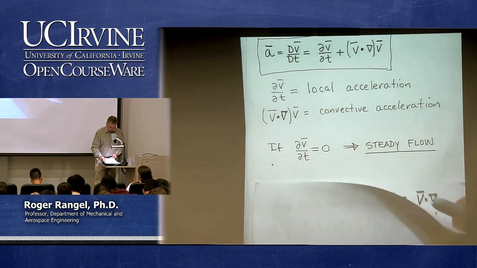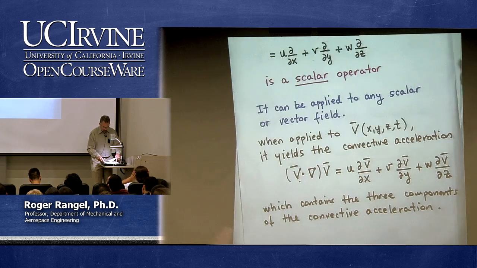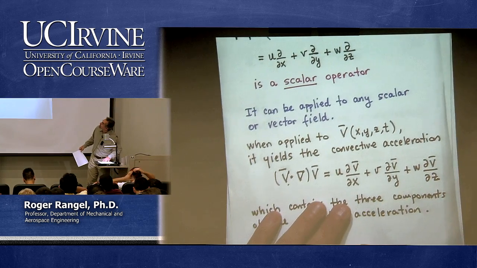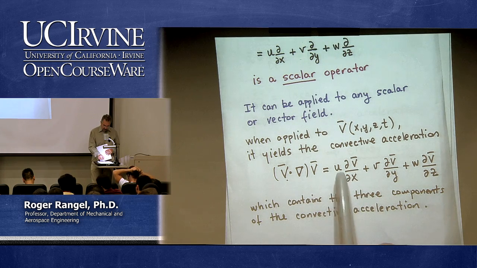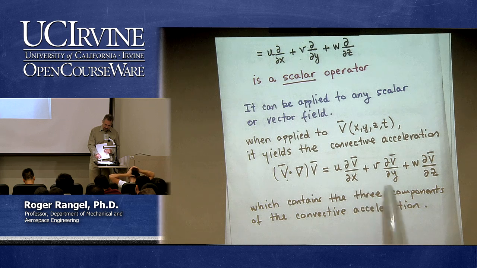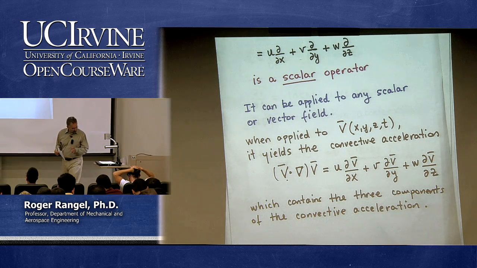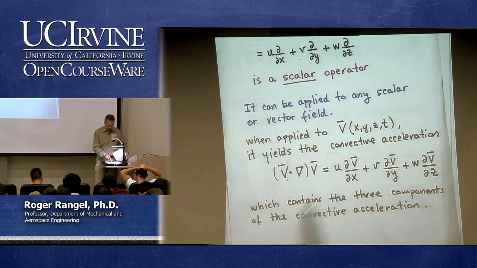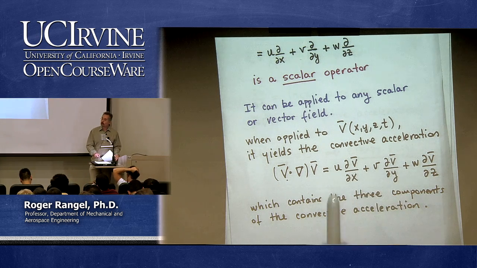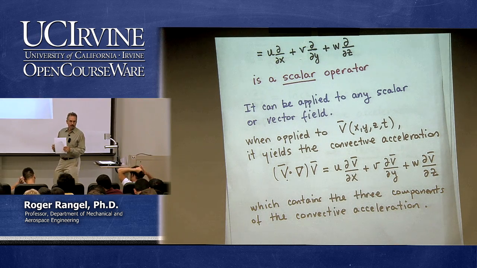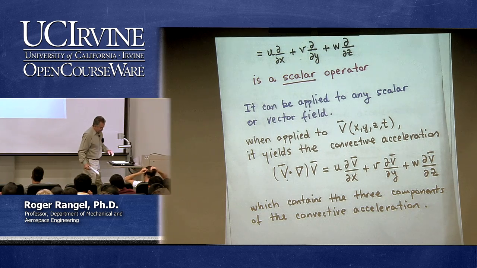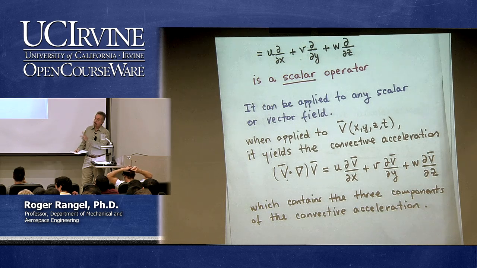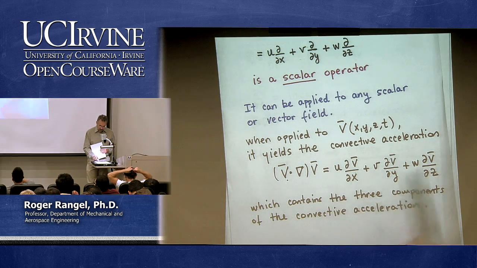So going back to this one, the very bottom of it, our convective acceleration, which I have written here as u ∂v/∂x plus v ∂v/∂y plus w ∂v/∂z. You have to remember that this is now a vector because the acceleration is a vector. So both the local acceleration and the convective acceleration have to be vectors. And this vector would then have three components.